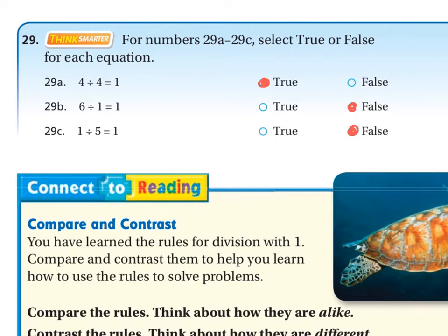Here are the answers for numbers 29A through C. Please pause the video and check your answers right now. Take a look at these 2 questions, B and C. 6 divided by 1 does not equal 1. 6 divided by 1 equals 6. Remember, anything divided by 1 is going to be equal to the dividend. Additionally, 29C is false. We cannot possibly divide 1 divided by 5. Remember, our dividend always has to be the bigger number here.